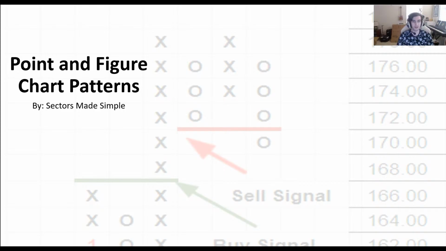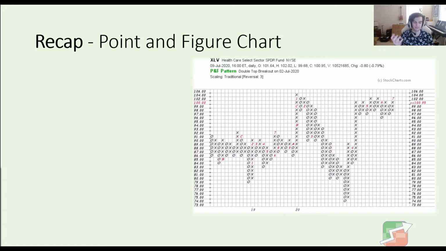Something that should be a little bit of review for everybody is what point and figure means. It is a way of seeing how the price of a stock has changed over time.